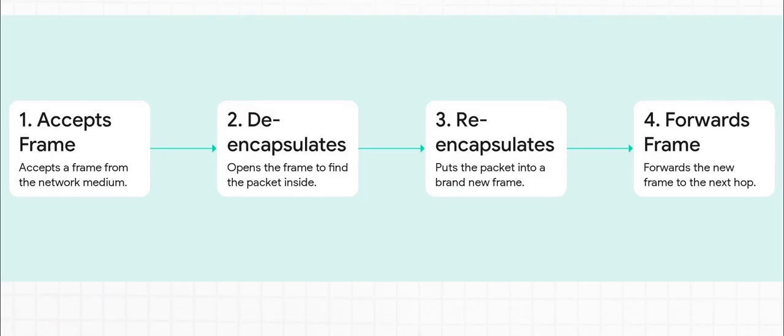And this brings us to what your router does all day, every day. It basically acts like a postal sorting office. First, it accepts a frame, that envelope, from your computer. Then it de-encapsulates it, which is just a fancy way of saying it opens the envelope, it looks at the packet inside to figure out the final IP destination. Then it re-encapsulates it, puts that same packet into a brand new envelope with a new local address for the next leg of the journey, and sends it on its way. This exact process happens at every single router between you and your destination.